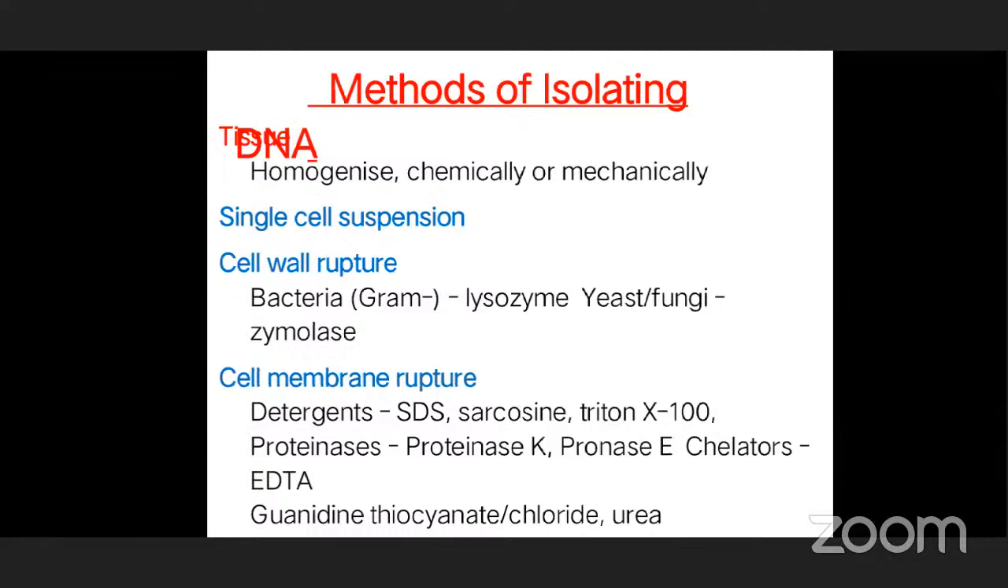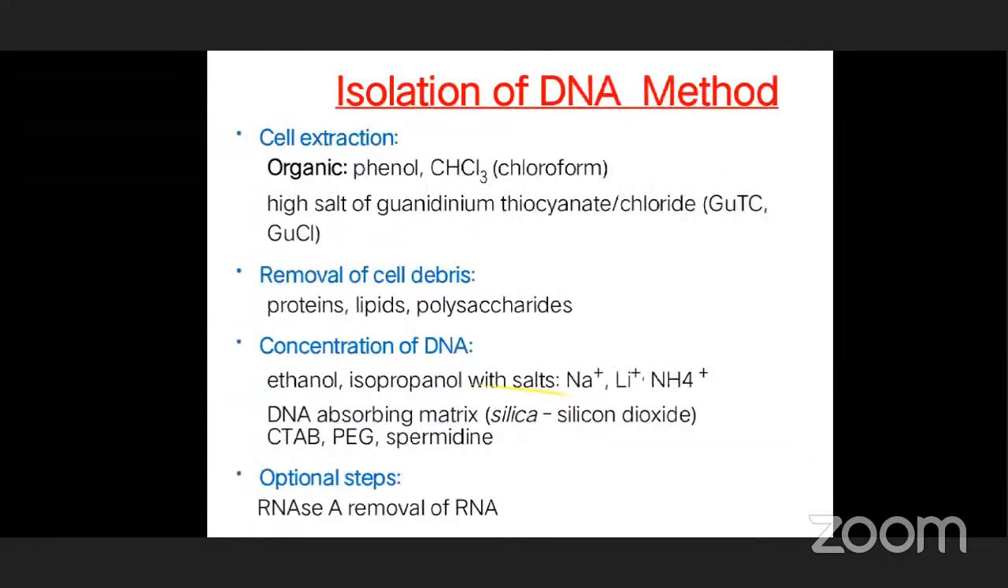Also for this purpose, other enzymes are used. For example, proteinase K enzyme is used. Also, pronase E enzyme is used. Also, sometimes some chelators are used. One example of a chelator is EDTA, ethylene diamine tetraacetic acid. Also, guanidine thiocyanate or chloride or urea is used for the rupture of the cell membrane. Okay, this is the rupture. Then see the next slide.